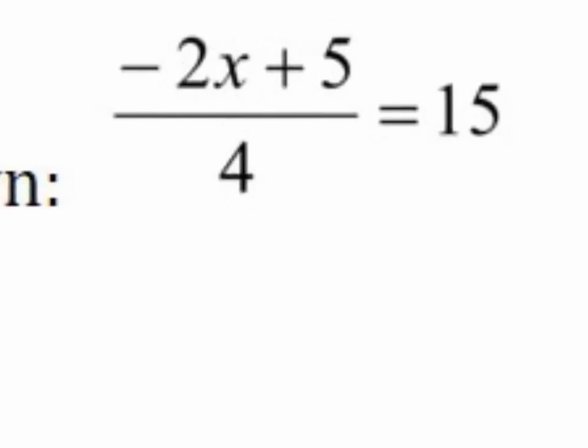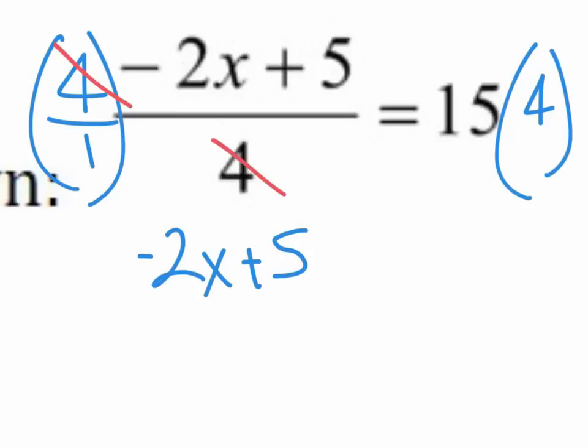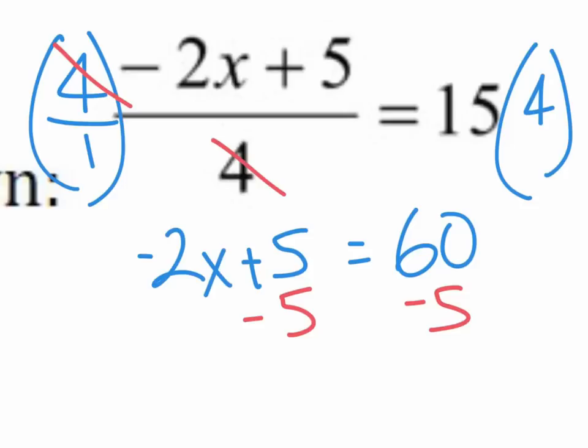How do we isolate? We're going to start off by multiplying both sides by 4, or 4 over 1. It's the same thing, right? And when we do that, the 4's cancel out. And we're left with, on the left side, negative 2x plus 5 over 1, or simply negative 2x plus 5, equals 60. Beautiful. Next, we need to apply the inverse operation and subtract 5 from both sides. That's going to leave us with negative 2x equals 55, right?